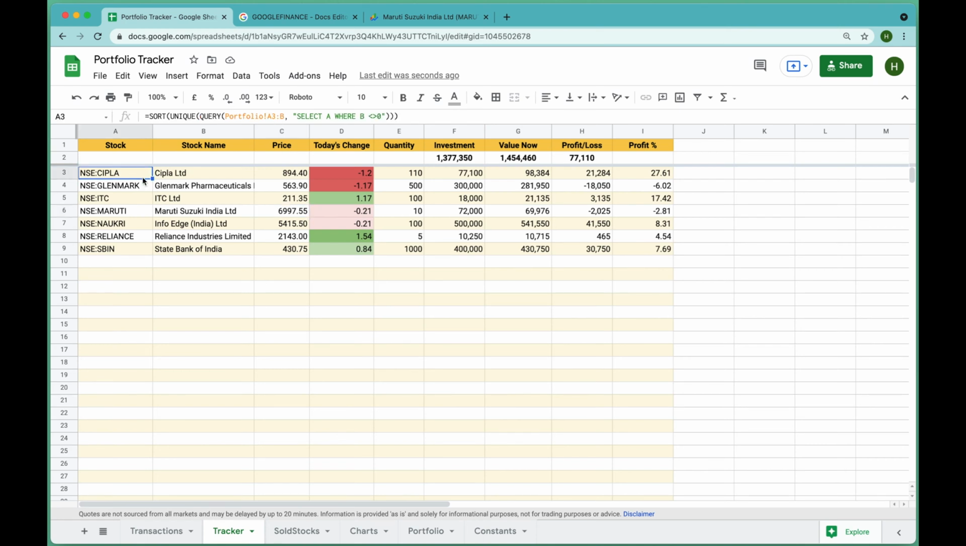First is the script code, then the name of the stock. This is also populated from Google Finance. Then we see the today's price. If the market is live, then it will automatically update with a maximum delay of 20 minutes. Then comes today's change, which displays the change from previous day's close price. If the market is live, it will also automatically update as well.